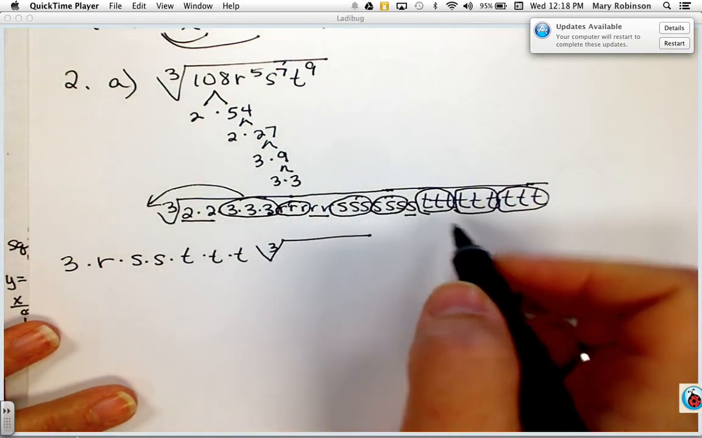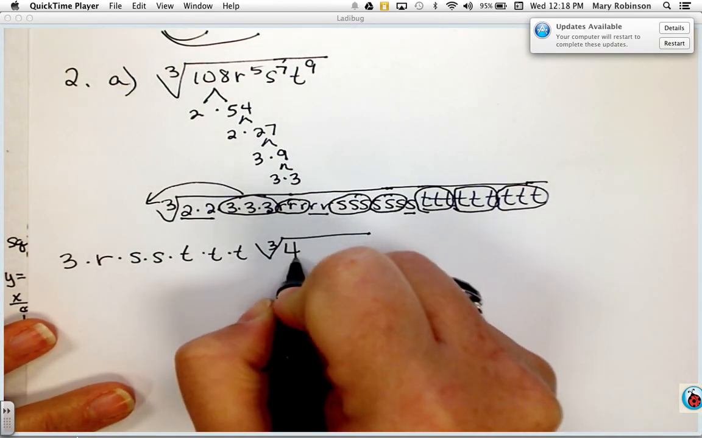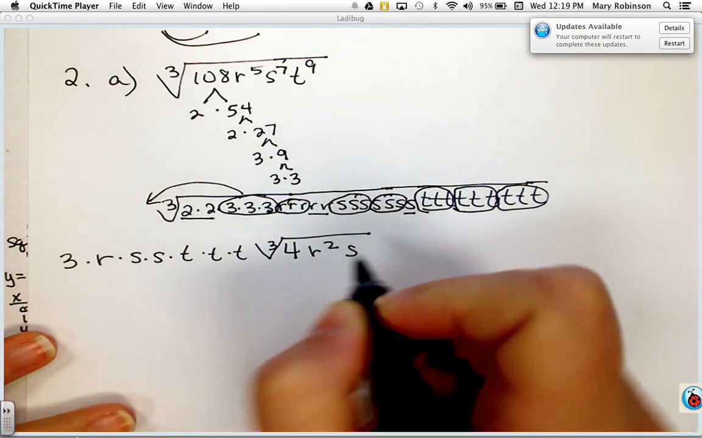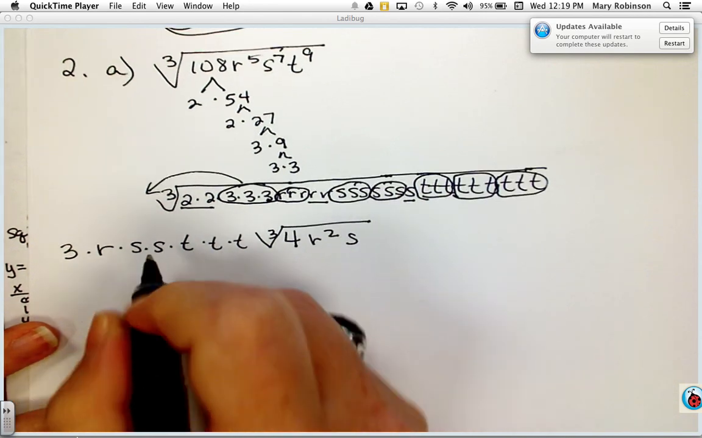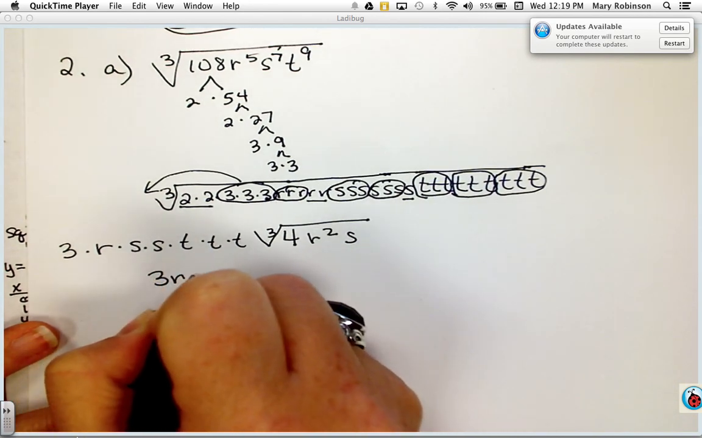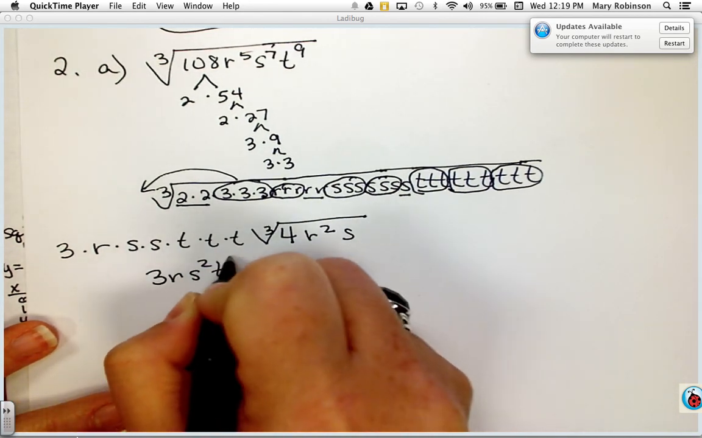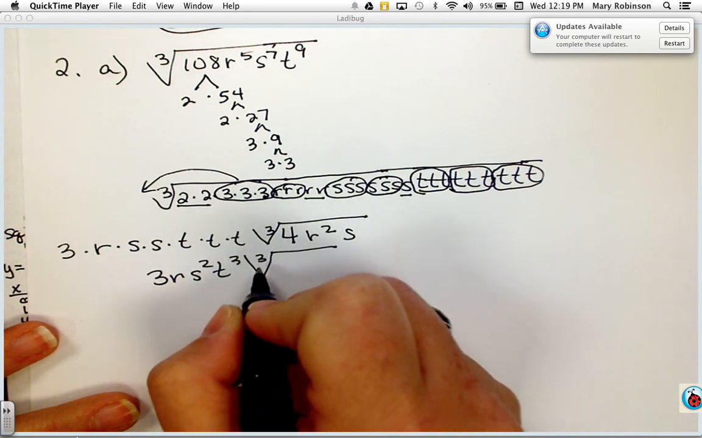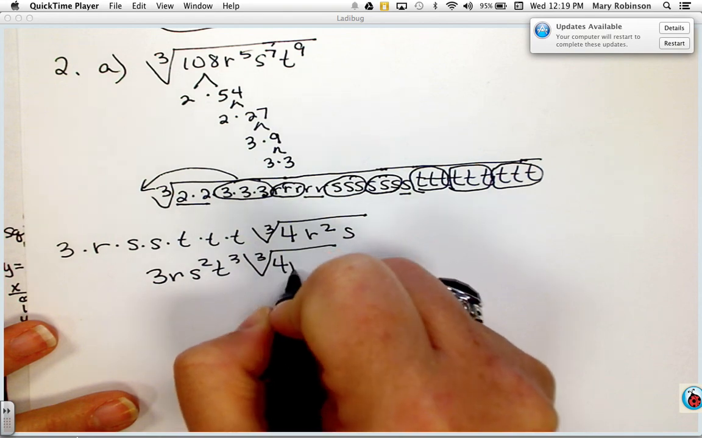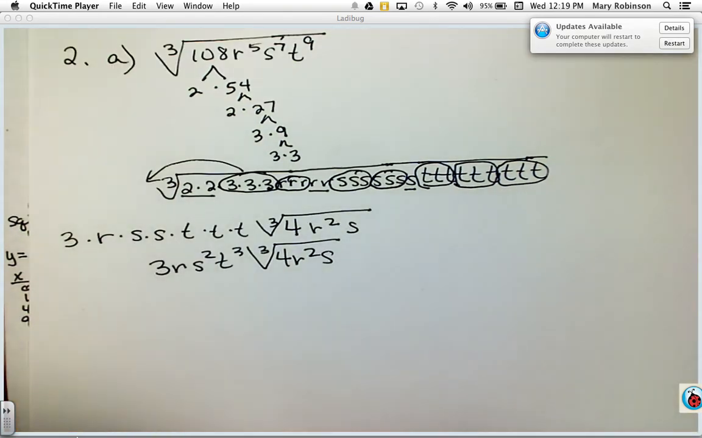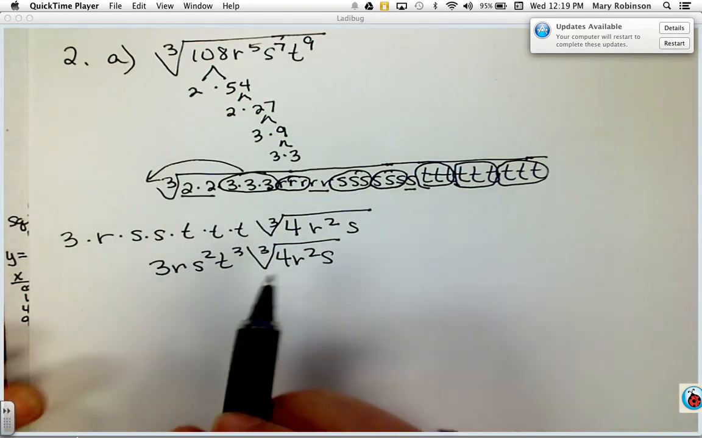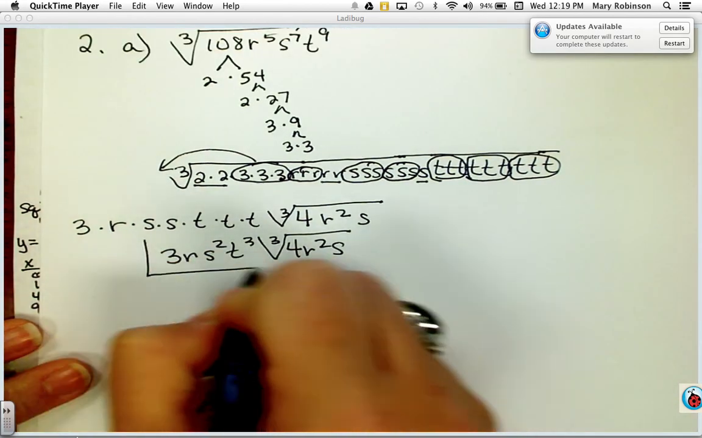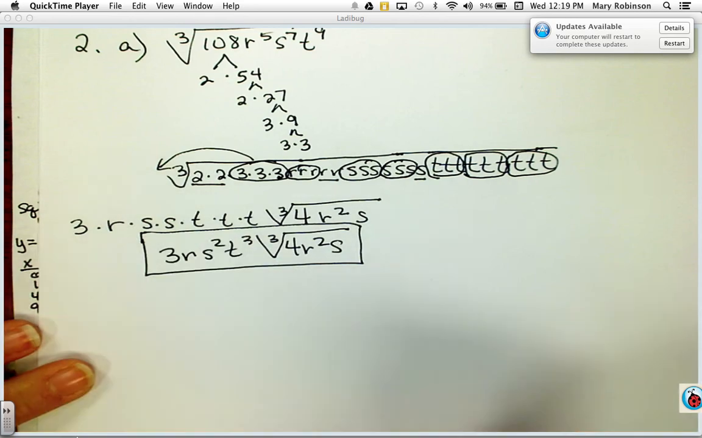Multiply any remaining factors. So 2 times 2 is 4. R times R is R squared, and we have an S. And then we just multiply anything left out here. So we have 3R S squared T cubed, cube root of 4R squared S. Notice I make that really big so we can put the 3 in there. Then it'll be really clear that this cubed is not mistaken for the index of 3. And this would be your answer for 2A.